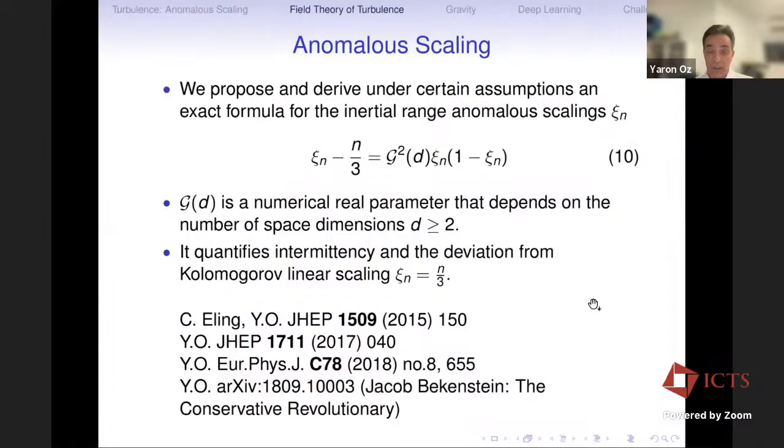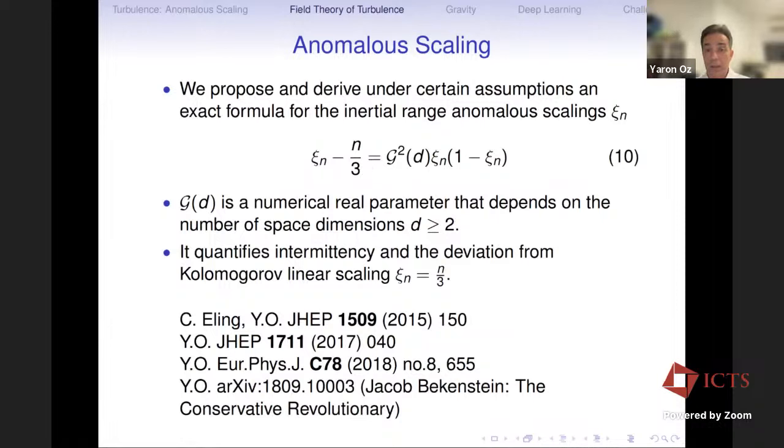Now I'm going to propose an answer to the problem, and I'm going to propose the following formula from field theory for all these exponents. And the formula is what you see here. If you want the exponents in an arbitrary number of dimensions, bigger or equal to 2, what you're supposed to do is solve this quadratic equation. Let me explain a little bit about this quadratic equation. This is the intermittency parameter. It's a dimensionless parameter that depends on the number of space dimensions. If you set it to 0, you will just get Kolmogorov scaling. Otherwise, you will get some results.